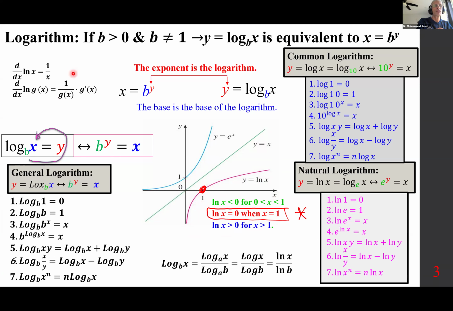If it's g of x, 1 over g of x just by the same token, and g prime of x by the chain rule. If it has a different base, you tag along 1 over ln b. So for example, the derivative of log of f of x base b is 1 over f of x times f prime of x by the chain rule, and 1 over ln b by the change of base formula.